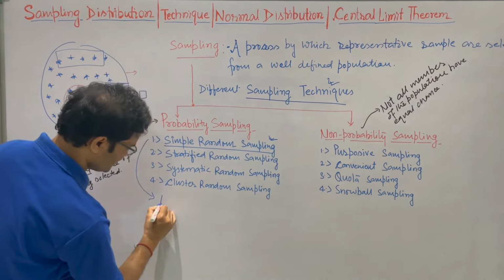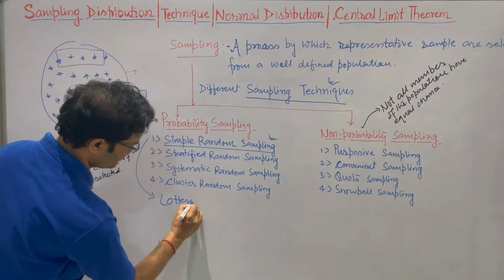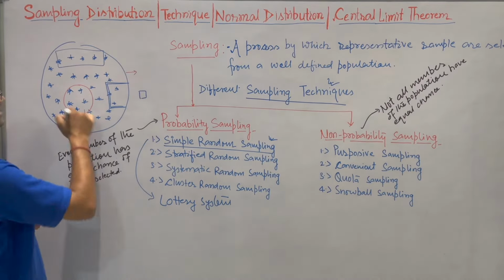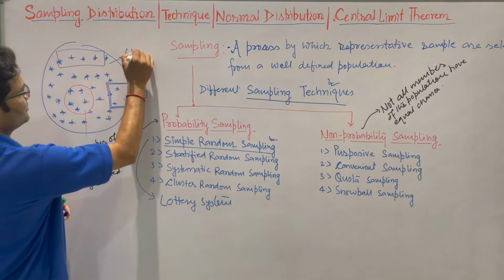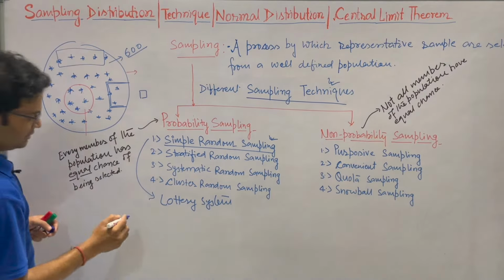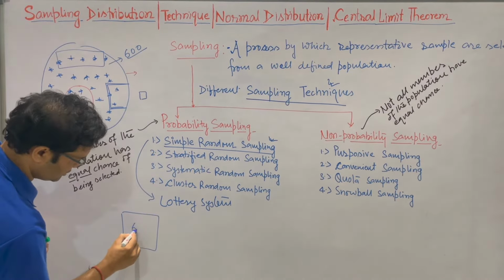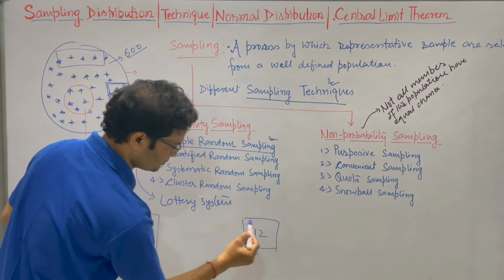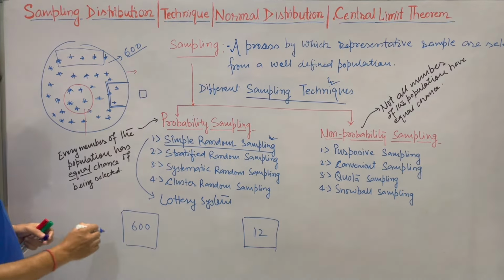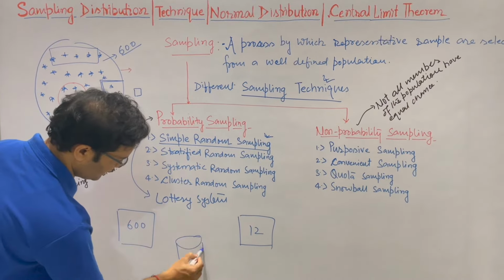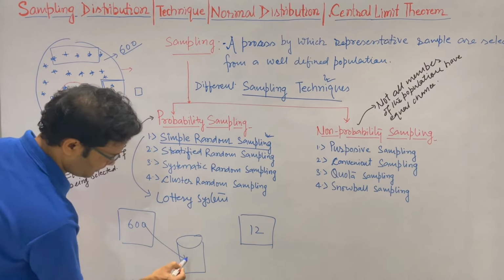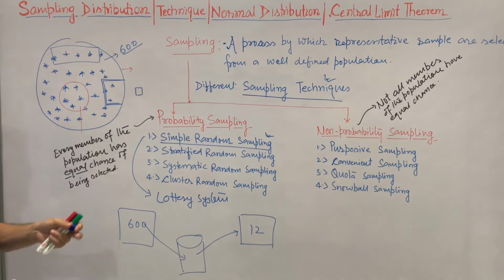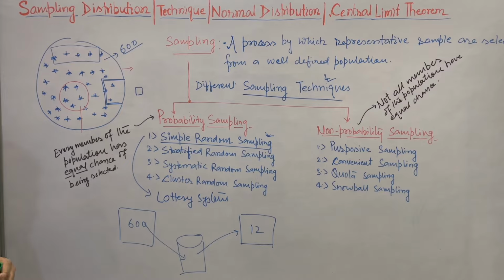Random sampling is a complete lottery system. What happens? Suppose the population is 600, and you need a sample of 12. How can you take that? Take one bucket, put all the names in, and randomly pick up 12 names. That is called very simple random sampling, right?